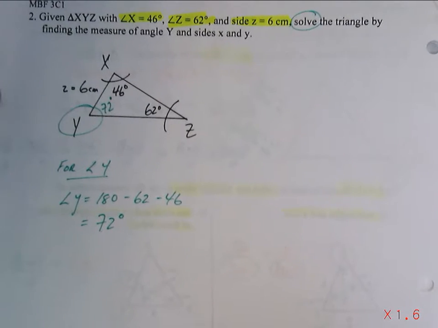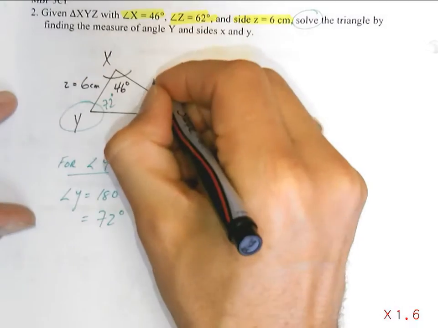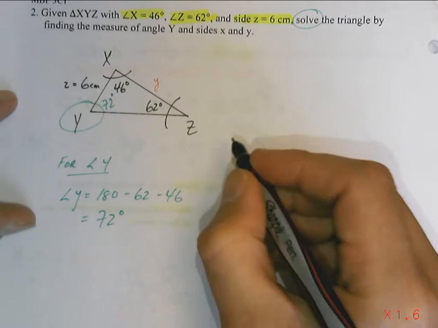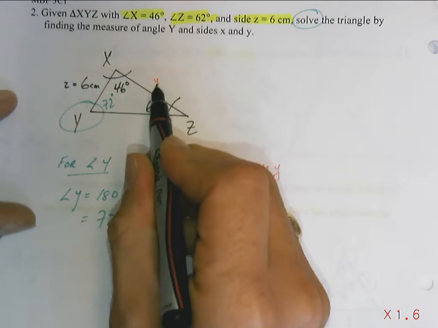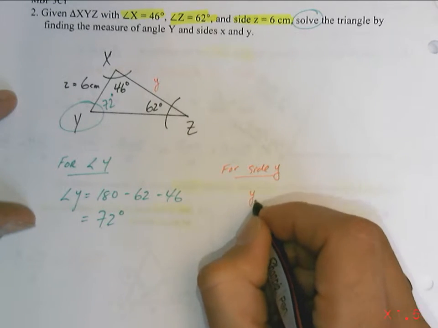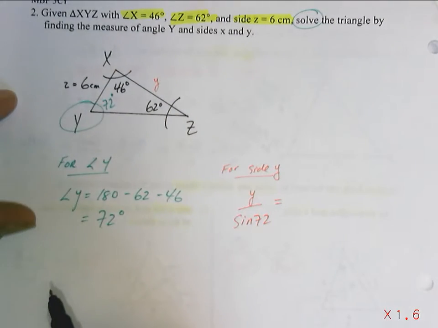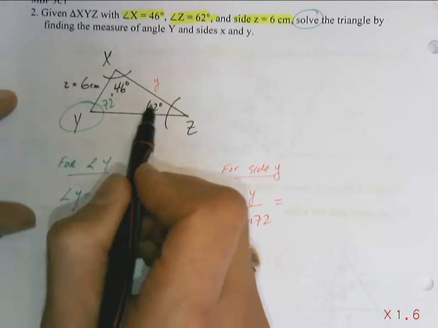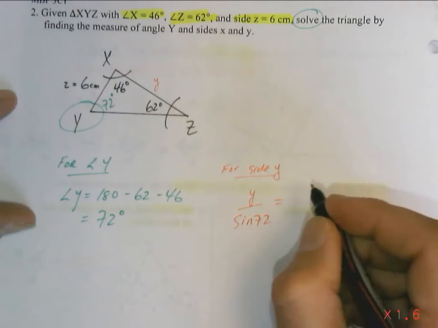All right. Now we need to get some sides. And because I have so much information, I'm going to be using my sine law. So I want to get this side, little y. So little y over sine of 72 is what I'm starting with. That is going to equal any of the other ratios. Now I don't know what x is, so I shouldn't use that ratio, but I can use this ratio. See that? So y over sine 72 will equal 6 over sine of 62.